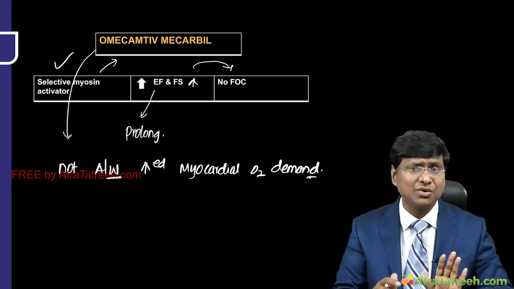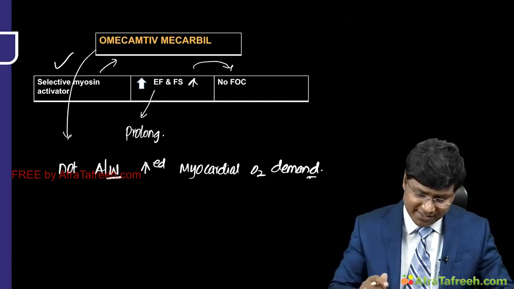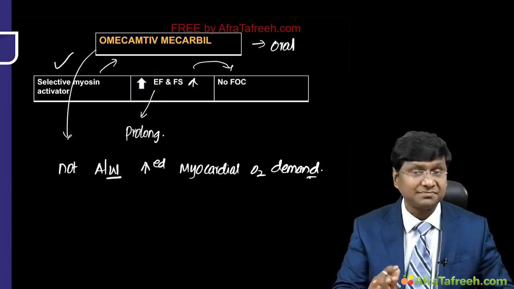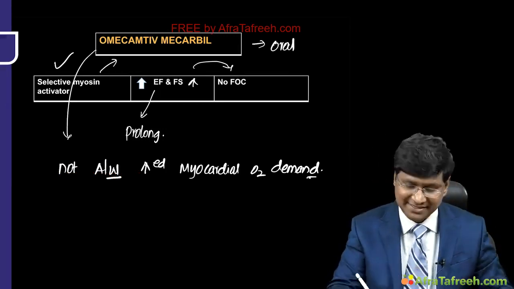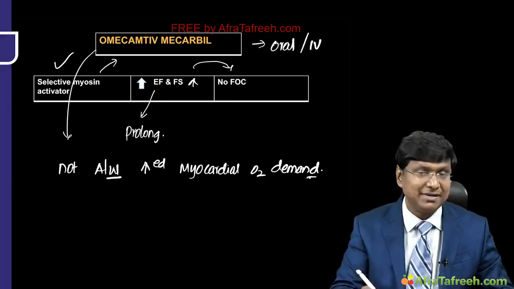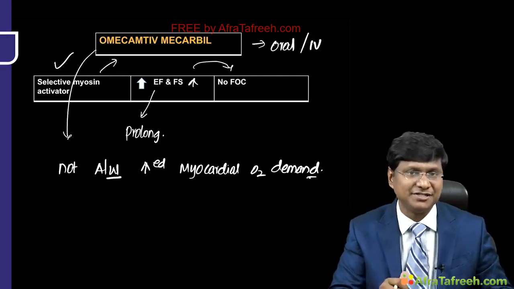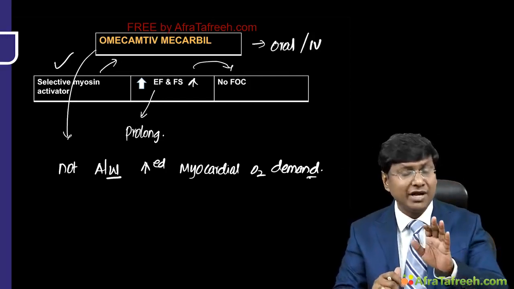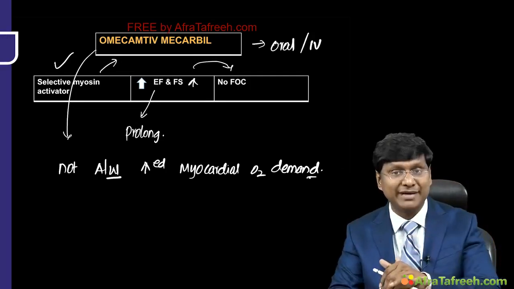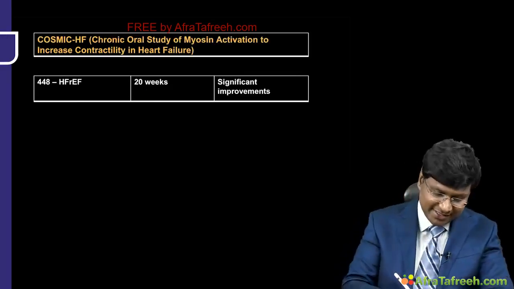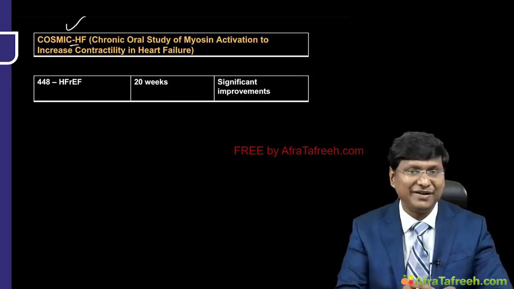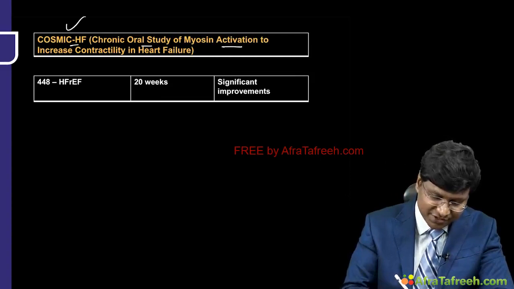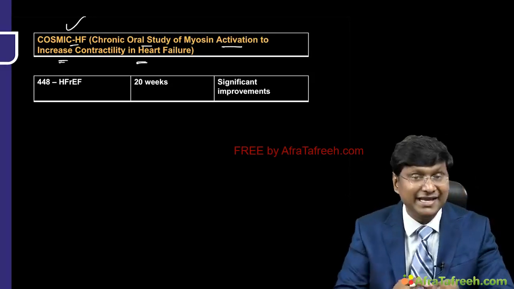So what is the route of administration of this particular drug? It is available as an oral formulation, and it is also available as an intravenous preparation. Okay, so that is about your omecamtiv mecarbil. And we also have a trial on this omecamtiv mecarbil. The trial is the COSMIC-HF trial, that is the Chronic Oral Study of Myosin Activation to Increase Contractility in Heart Failure.